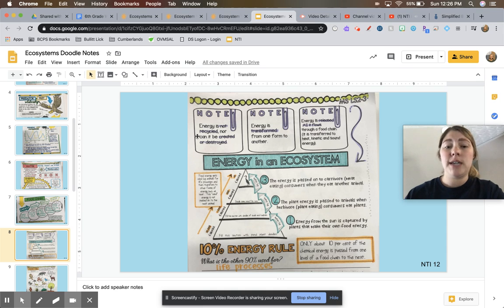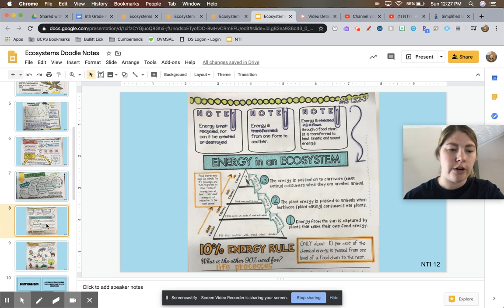Energy is not recycled, nor can it be created or destroyed. Energy is transformed from one form to another, and then energy is released as it flows through a food chain. It's transferred to heat, kinetic, and sound energy. And that's all stuff that you'll learn in more depth when you get to 7th grade next year.